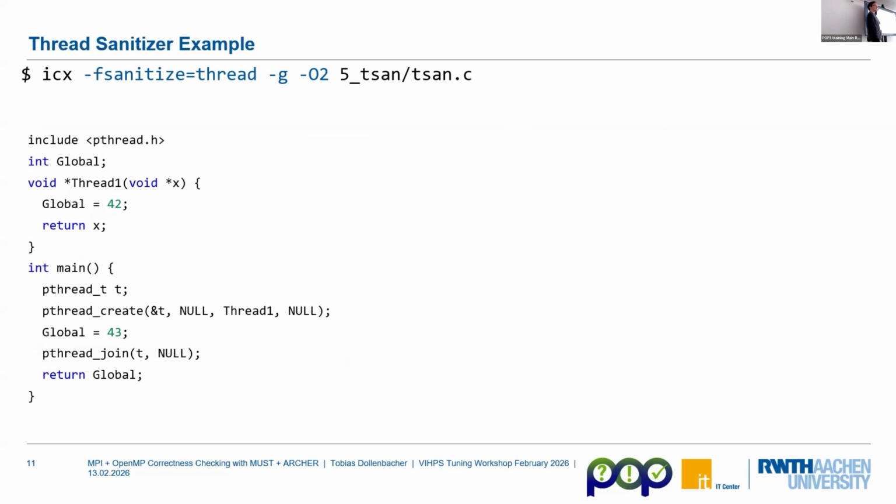Again, sanitize threat. Same with the others, and we have this kind of program where we have 2 threads with pthreads this time. It's not OpenMP involved yet. There's a reason for that. I'll come to that in a second. We are creating this thread which writes to the global variable 42. The other one, the main thread, is writing 43. So we have a data race between those.